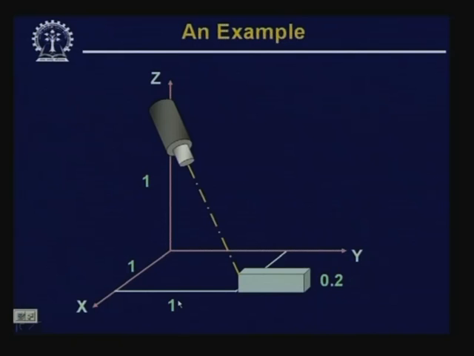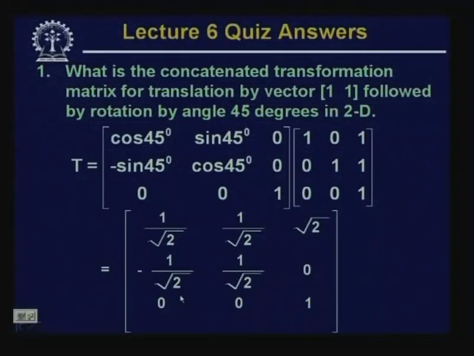So, with this we complete our discussion on the different transformations and the different imaging models that we have taken. Now, let us see the answers to the quiz questions that we gave in the last class. The first question was, what is the concatenated transformation matrix for translation by vector 1 1 followed by rotation by angle 45 degrees in 2 dimensions.